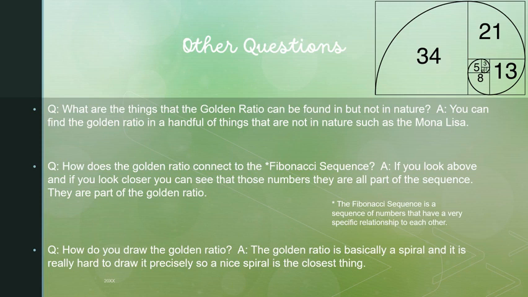How does the golden ratio connect to the Fibonacci sequence? If you look above, and if you look at that picture very closely, you can see that all those numbers are part of the sequence. They're part of the golden ratio. The Fibonacci sequence is a sequence of numbers that have a very specific relationship to each other.